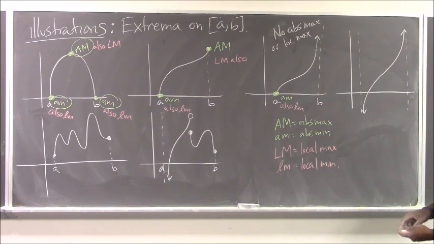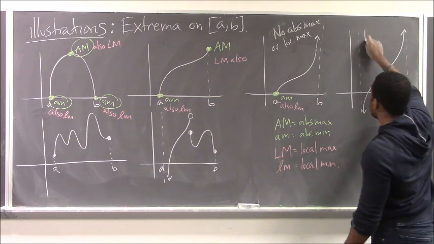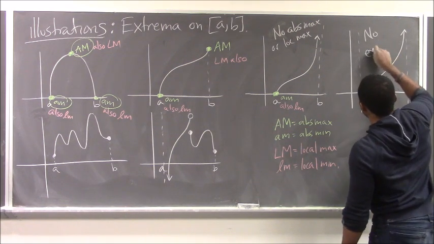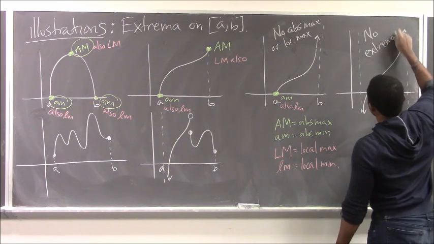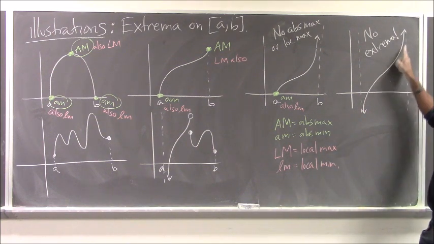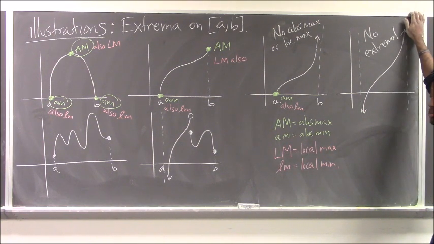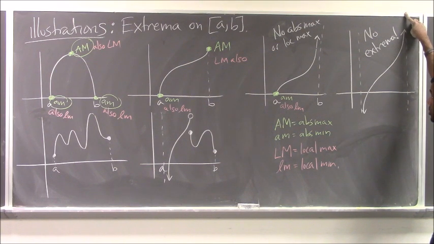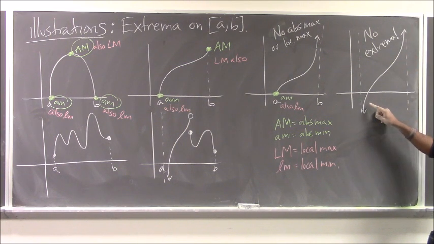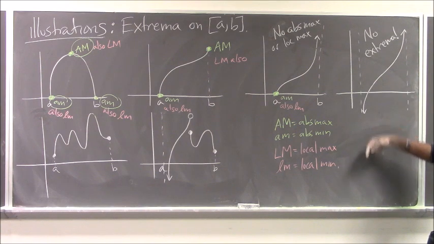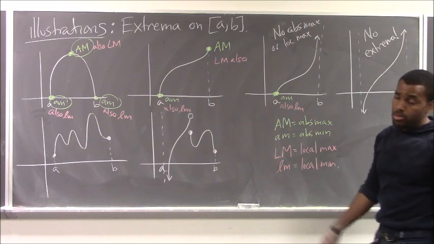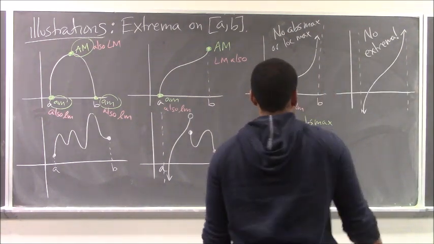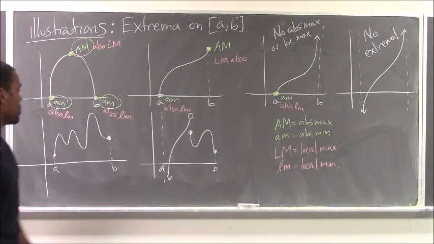If you look at this one, you'll notice that there are no extrema. The fact that it keeps going up tells you there is no biggest y value, not in any sense here. In this case as well, because this keeps going down, there's no smallest y value. So that has no extrema. Hopefully you figured that out.